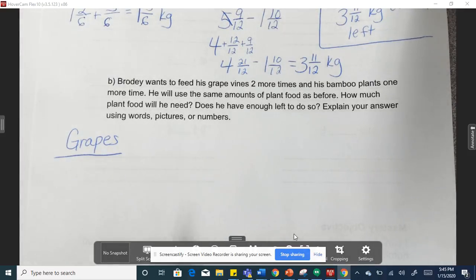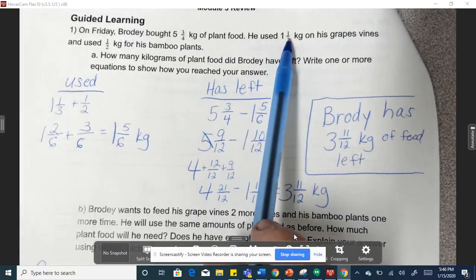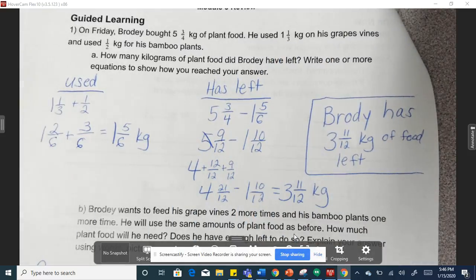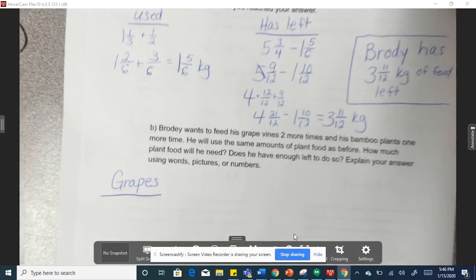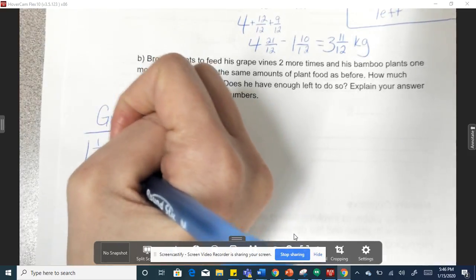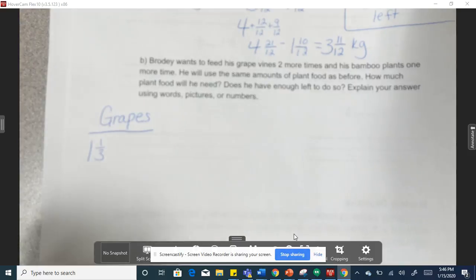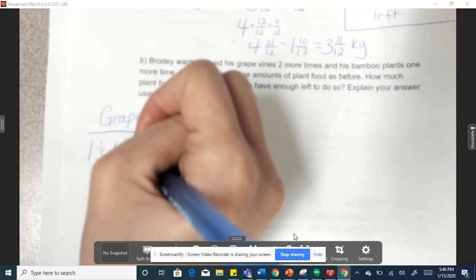And I know, going back up to the beginning part of the question, all the way at the top, that he feeds his grapes 1 1/3 kilogram each time. So if he's doing it 2 more times, I need to add 1 1/3 twice. So I have 1 1/3. Okay, 1 1/3 plus 1 1/3.